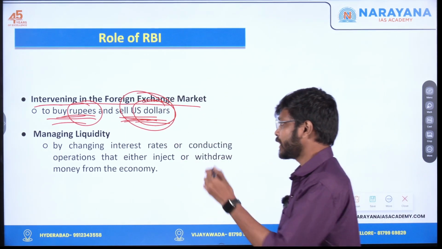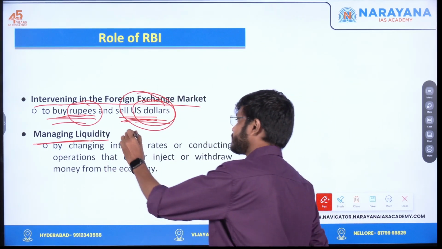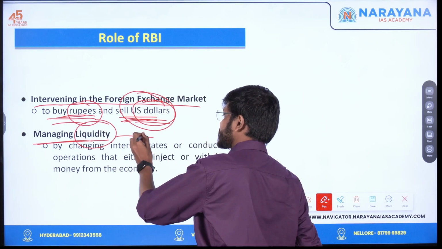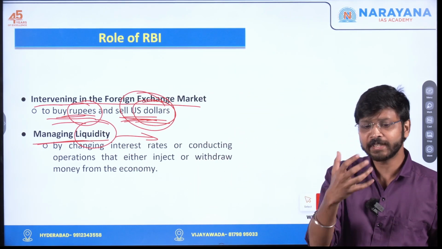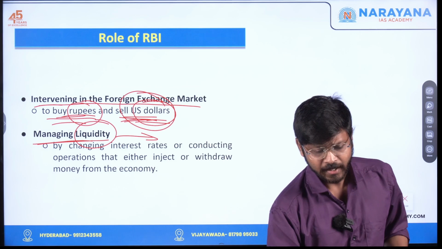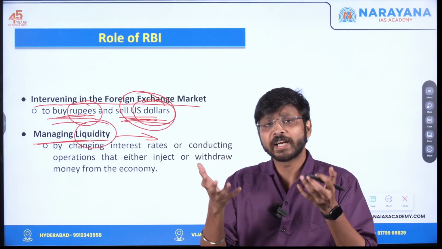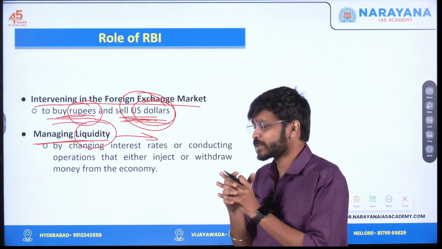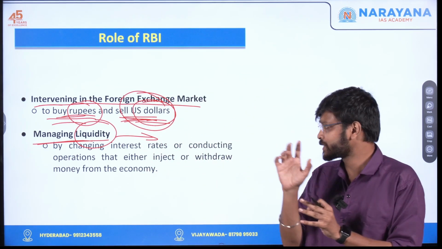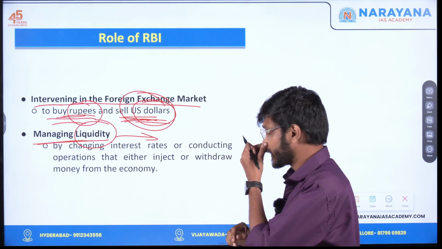Okay, so this is one way in which RBI will be acting. Another one is managing the liquidity. Managing the liquidity means what? There is a lot of cash flow in the system. The cash flow in the system is very high. When the cash flow is very high, the value of the rupee will be very low. If something is very abundant in the ecosystem, its value will be very less. Same logic. So they want to decrease the cash flow.